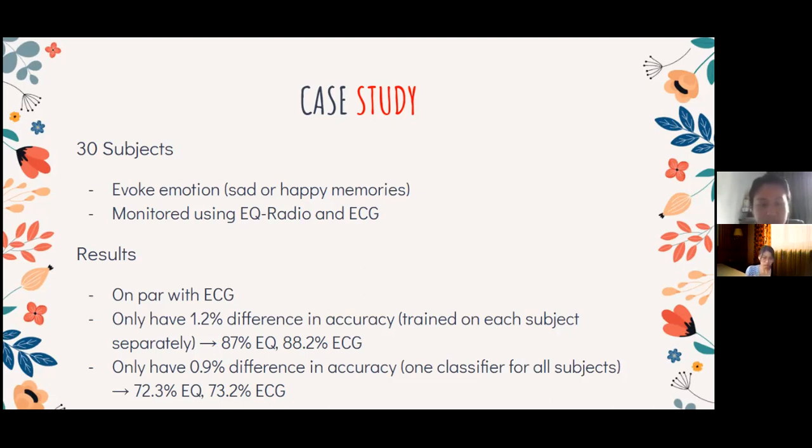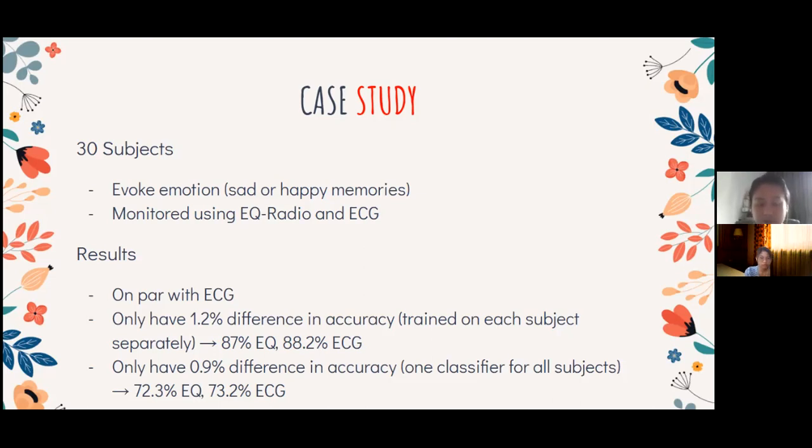During the experiment, the subject is monitored using EQ radio and a commercial ECG monitor in order to compare it. The experiment shows that the EQ radio emotion recognition is on par with state-of-the-art ECG-based systems, which require on-body sensors. Specifically, if the system is trained on each subject separately, the accuracy of emotion classification is 87% in EQ radio and 88.2% in the ECG-based system.